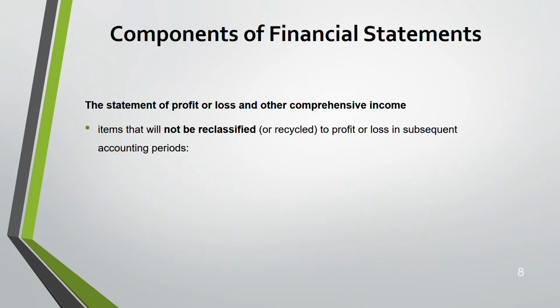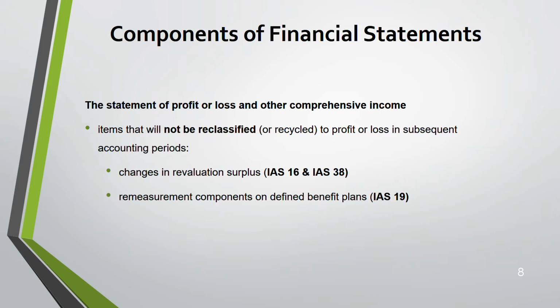Second category is that which cannot be recycled. That means forever it will stay under OCI only. Example like IAS 16 and IAS 38. IAS 16 is your property, plant and equipment. IAS 38 is your intangible assets. If you have any changes in revaluation surplus, it goes to OCI only.